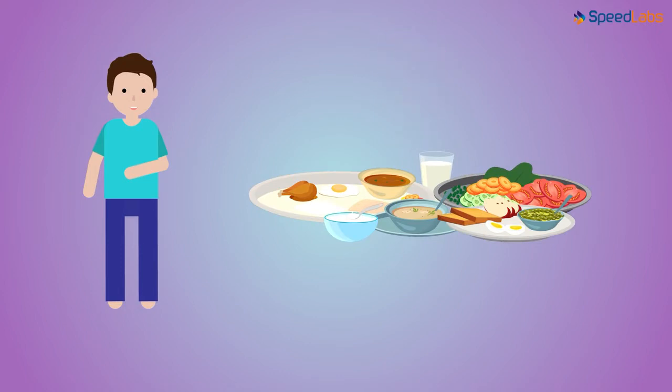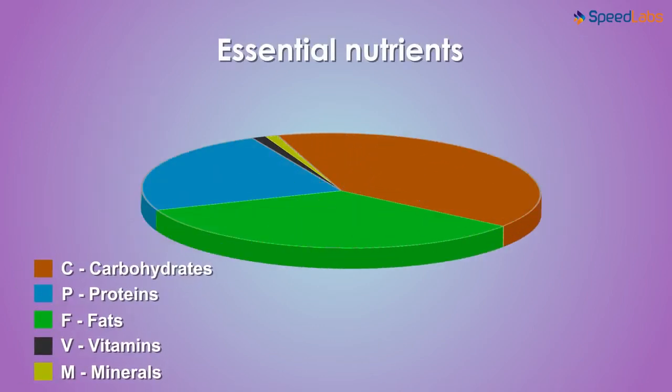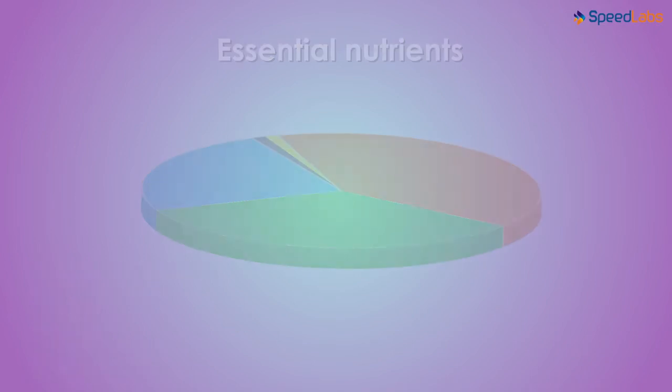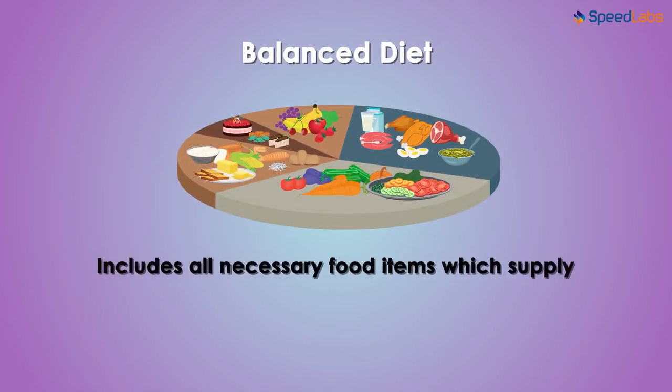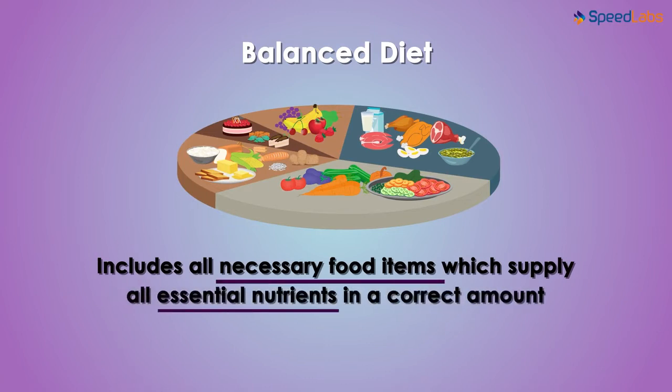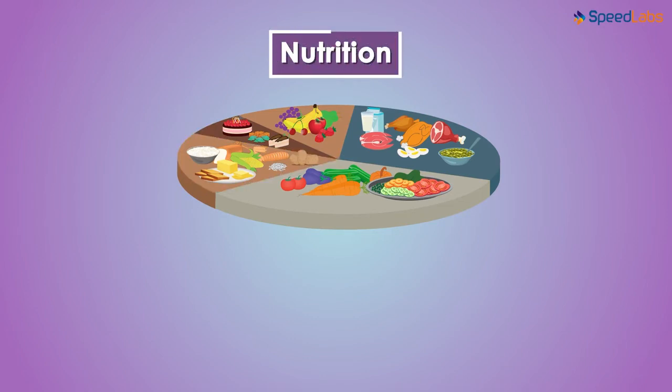Not always. The most important thing to remember is consuming these essential nutrients in a correct or a proper amount. Are we not familiar with the term balanced diet? Yes, a balanced diet is the one which includes all necessary food items which supply all essential nutrients in a correct amount. This process of obtaining all the necessary nutrients through our diet is called the process of nutrition.